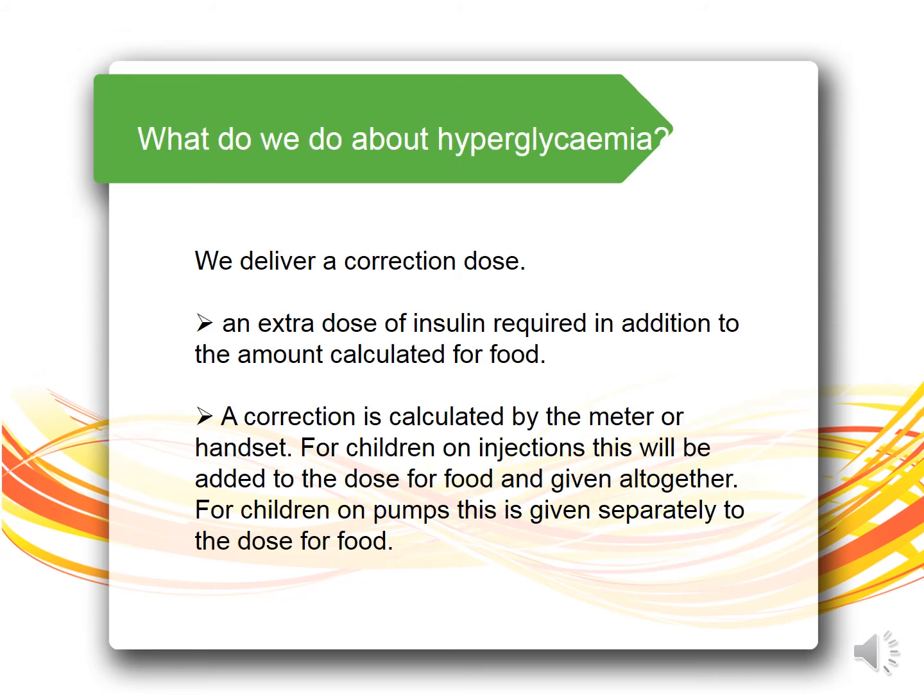It's really important to treat hyperglycemia. These children have diabetes, which is a lifelong condition. Hyperglycemia can cause complications later on in life. So we are always acting on high blood glucose levels. Every time we do a blood glucose test, the meter, or the insulin pump, will calculate an extra dose of insulin if the blood sugar is out of range. This extra dose of insulin is known as the correction dose, and it can be given with food or on its own.